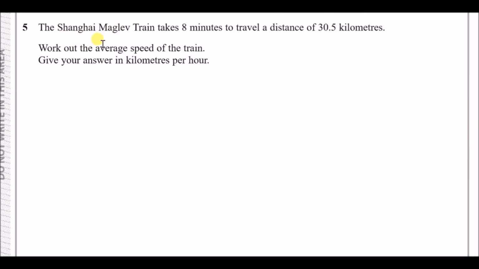So that Shanghai maglev train, this is a fast train, takes 8 minutes to travel a distance of 30.5 kilometers. Okay, that is quick. Work out the average speed of this train. Give your answers in kilometers per hour. Now, before we do anything, let's write down the speed distance time formula. So we say that the average speed equals distance over time.